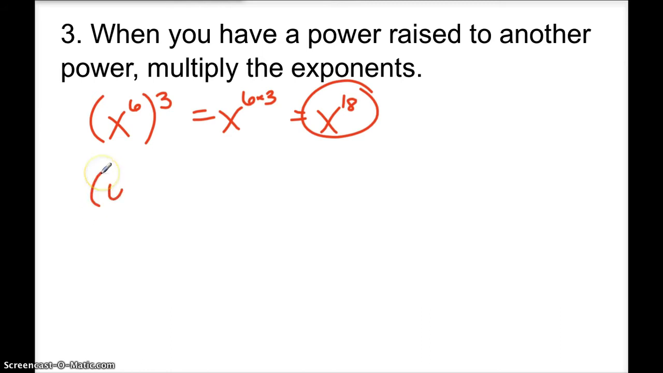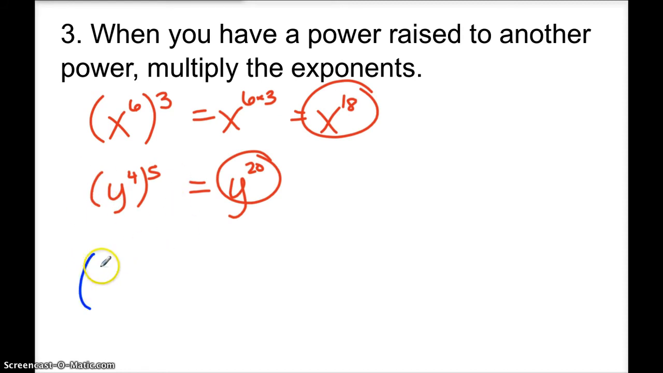Okay, we could have y to the fourth to the fifth. 4 times 5 is 20. There's our answer. Now, if you had a number in here also, so let's say we had 3m squared and then to the fourth power.